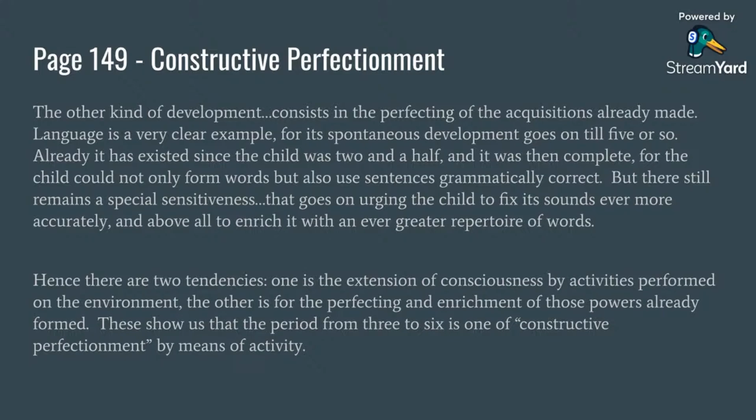Hence, there are two tendencies. One is the extension of consciousness by activities performed on the environment. The other is for the perfecting and enrichment of those powers already formed. These show us that the period from 3 to 6 is one of constructive perfectionment by means of activity.